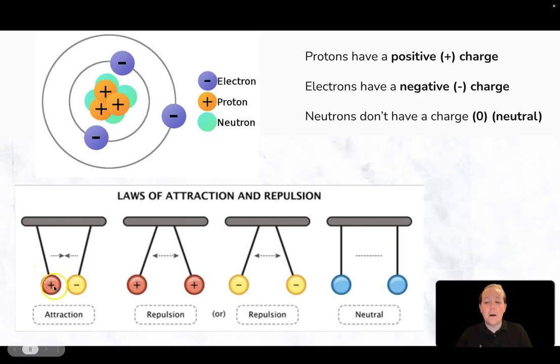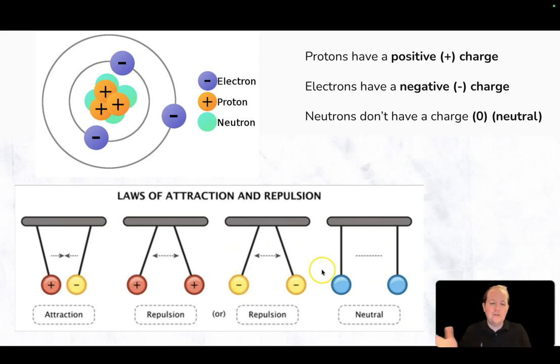If I have a positive charge and a negative charge, those 2 things like each other. They want to attract. It doesn't matter which side is positive and which side is negative. If I have two opposite charges, they want to get closer to each other. If I have two of the same charges, if I have a positive and a positive, they don't like each other. They want to repel. If I have two negatives, they also want to repel.